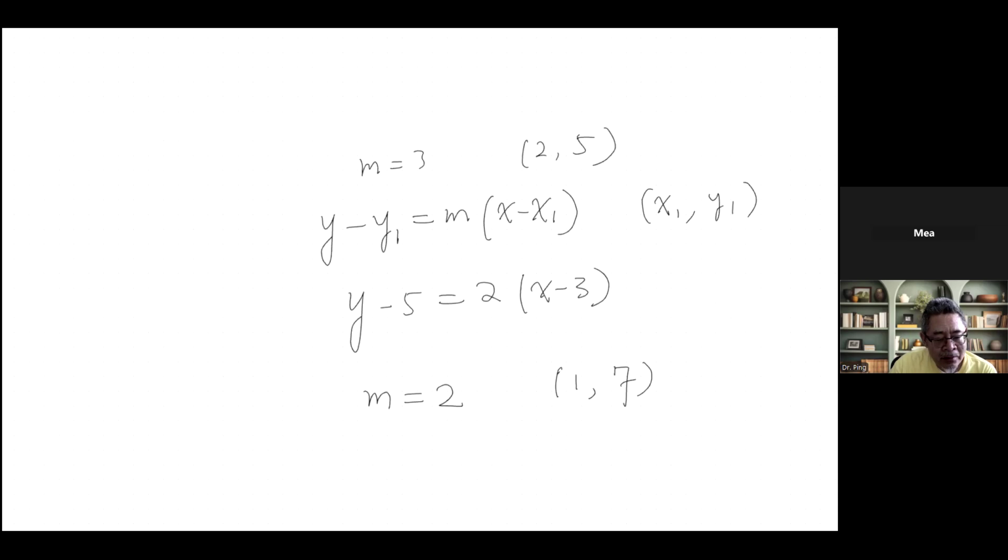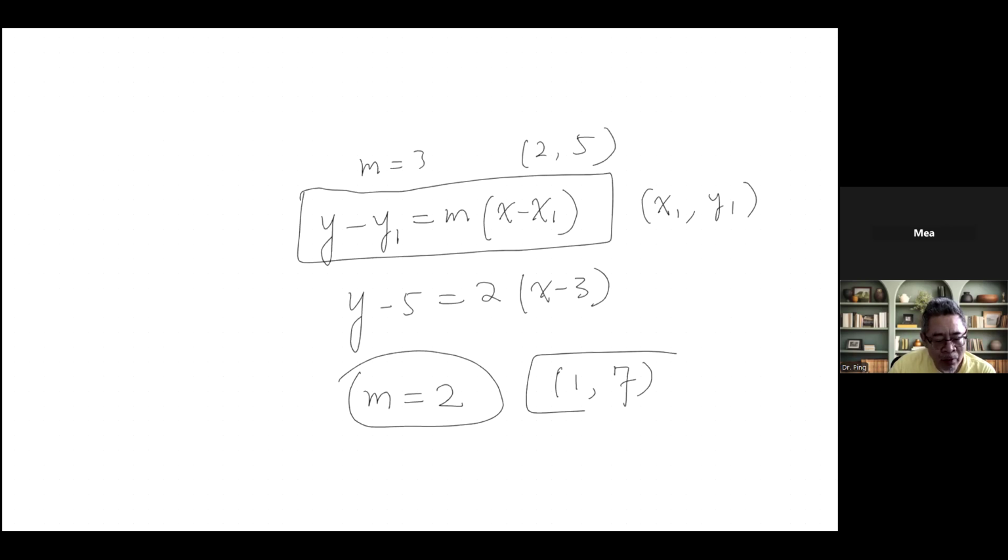Our slope is 2, and look at this form. This is the form here. So our point is 1 and 7. Therefore it is y minus 7 equals the slope, which is 2, times x minus 1. And you can see that when x equals 1, then y has to equal 7. Good. That's why this point is on this line here. Okay, I'll let you try a couple more.